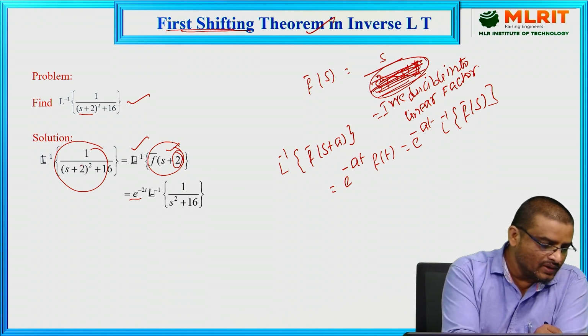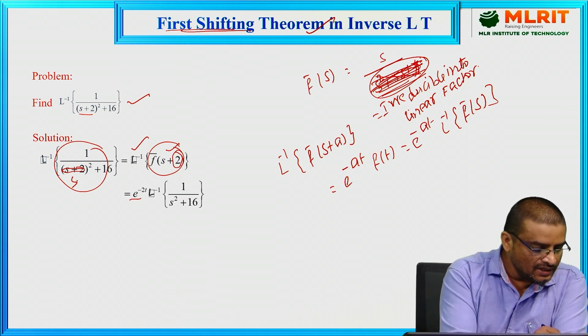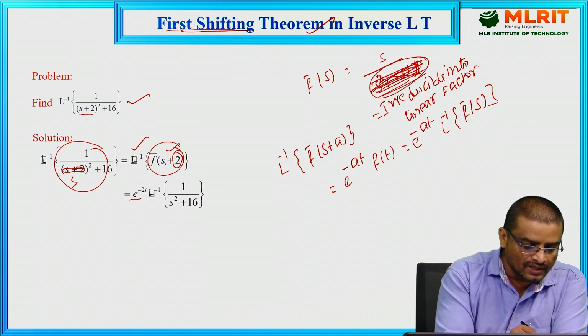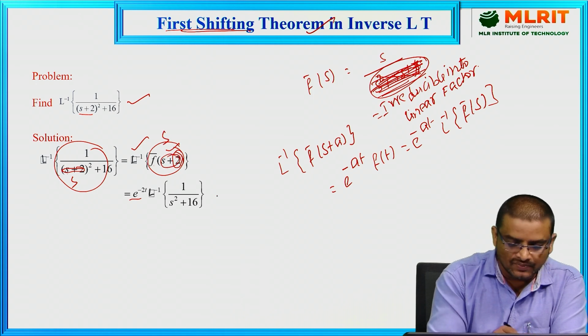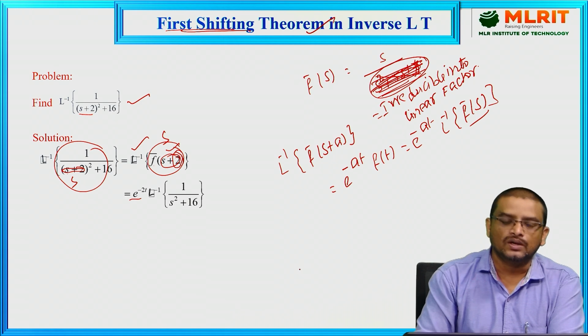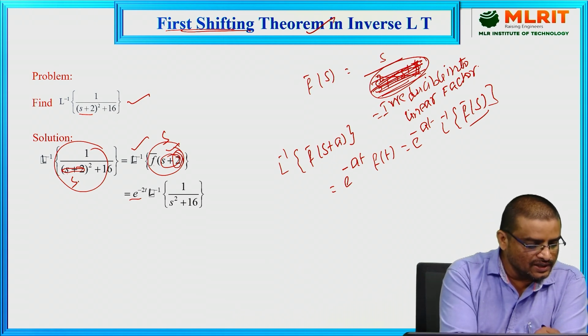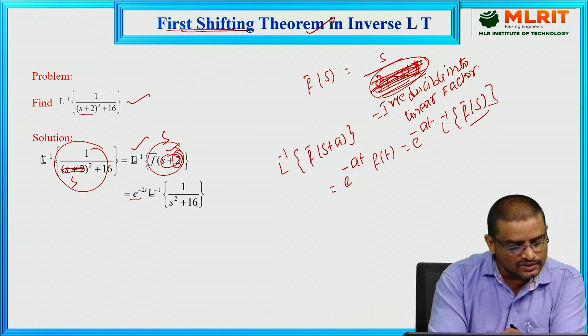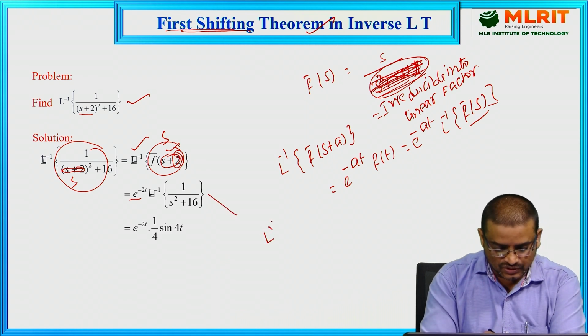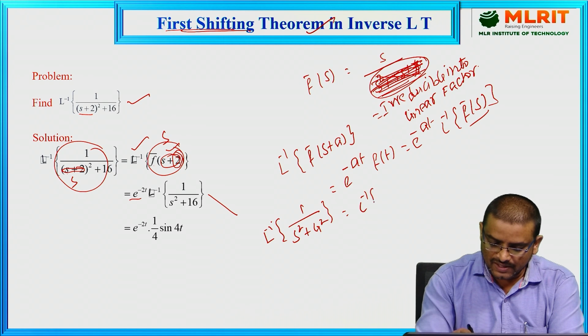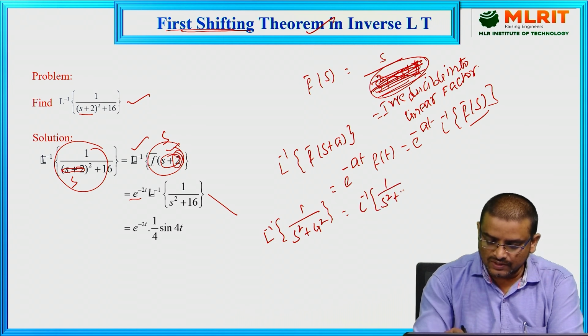So wherever we are having s plus 2, you replace that s plus 2 with s. Since here in place of s we are having s plus 2, we have taken the function as f bar of s plus 2. Now replace this s plus 2 with s, then we can get our required f bar of s value. So you will get 1 by s square plus 16. Now this can be written as L inverse of 1 by s square plus 4 square. This is of the form L inverse of 1 by s square plus a square.